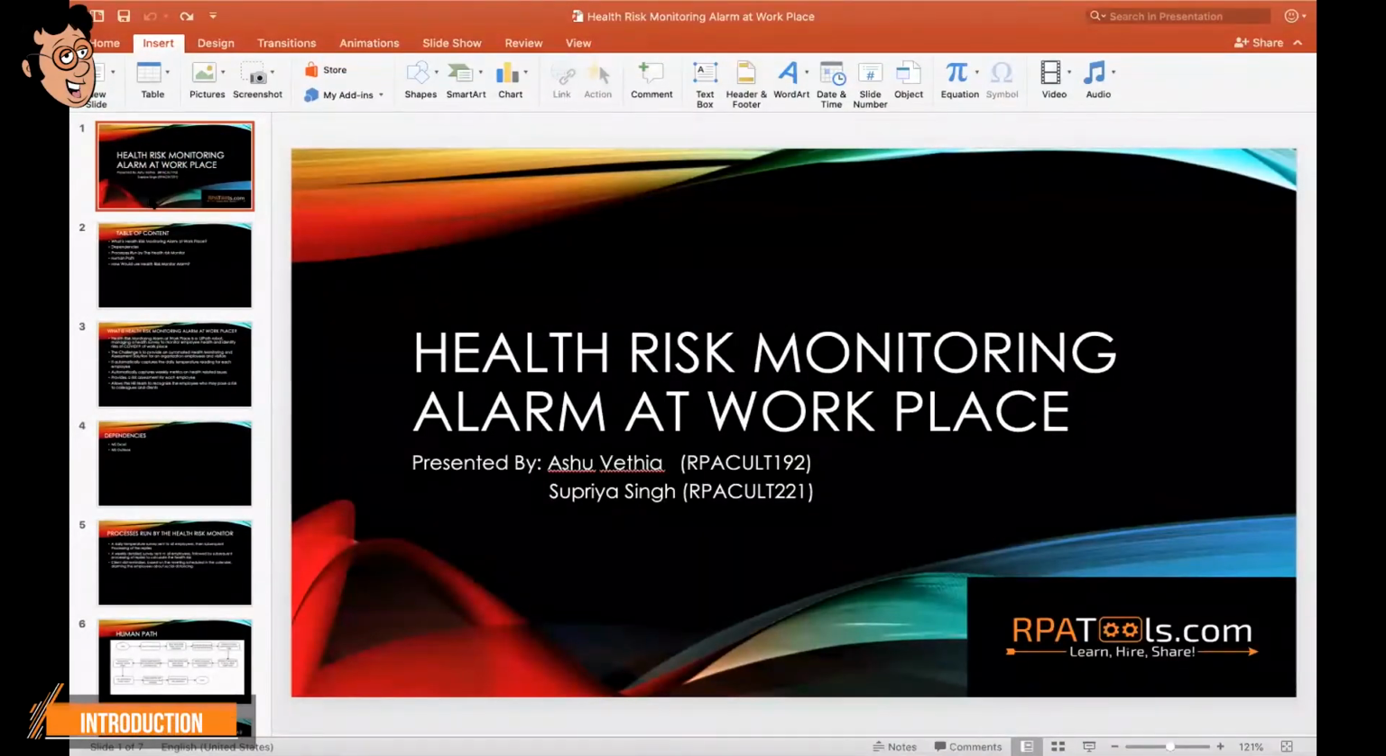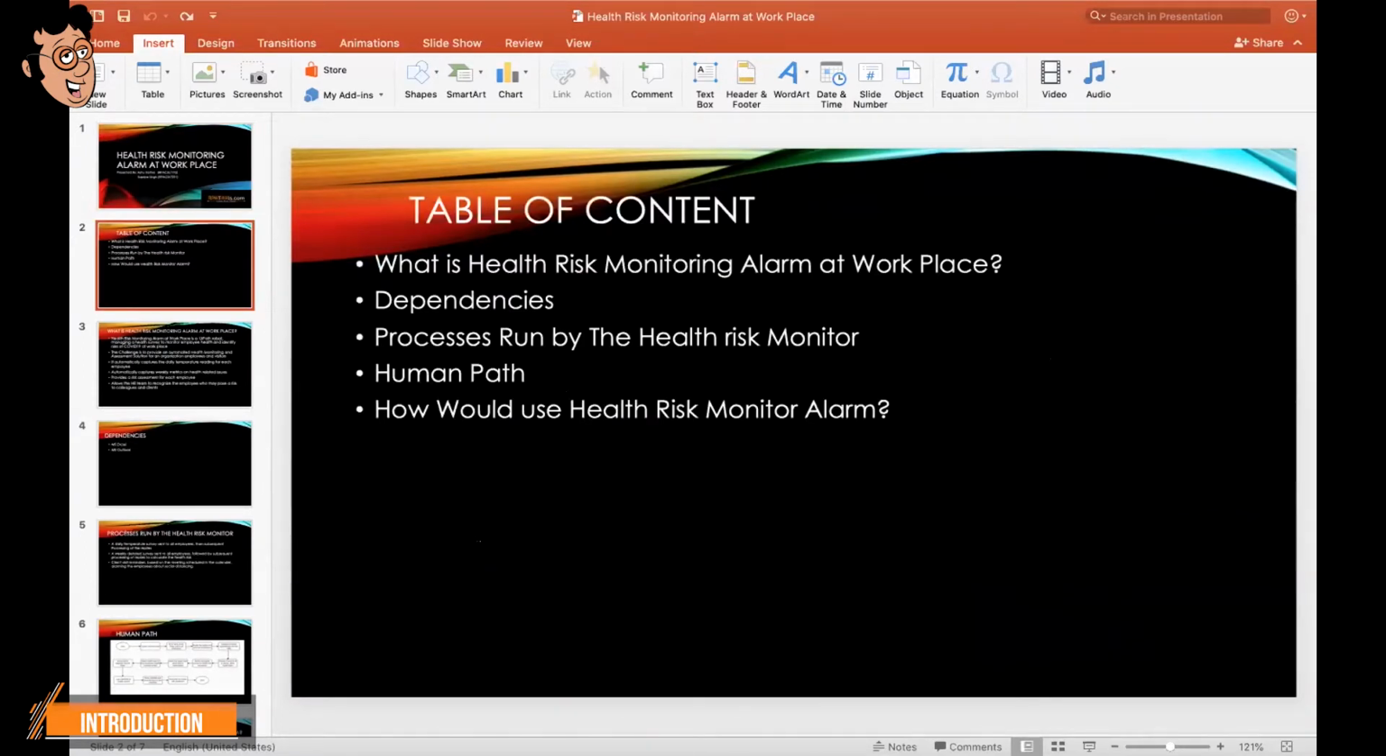Okay, so hi everybody. I and Ashu are going to present on a use case, health risk monitoring alarm at workplace. So this thought came into our mind after seeing the increasing COVID cases around us, and offices are now starting to resume after more than 8 months. So we had an idea to do something that could monitor the health of the individuals, of the employees, and the visitors that come to the offices.